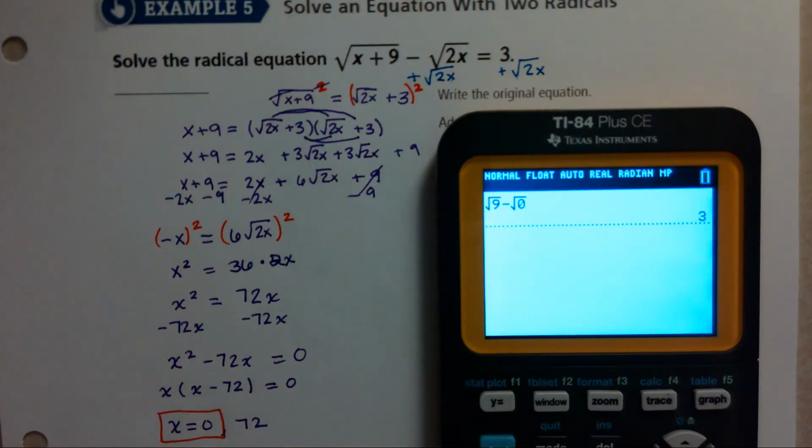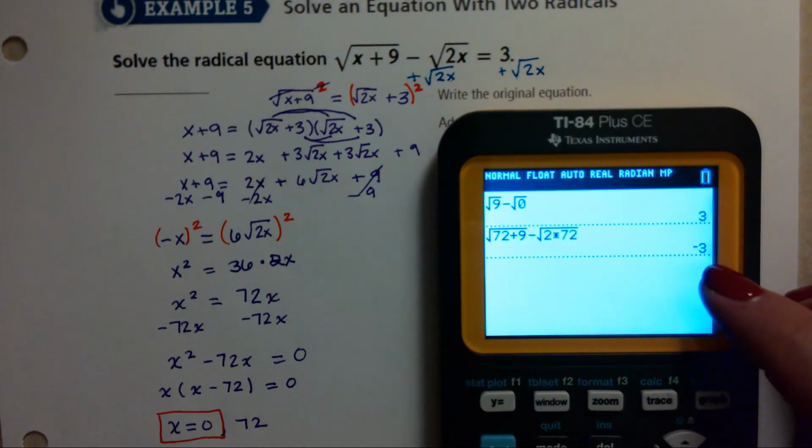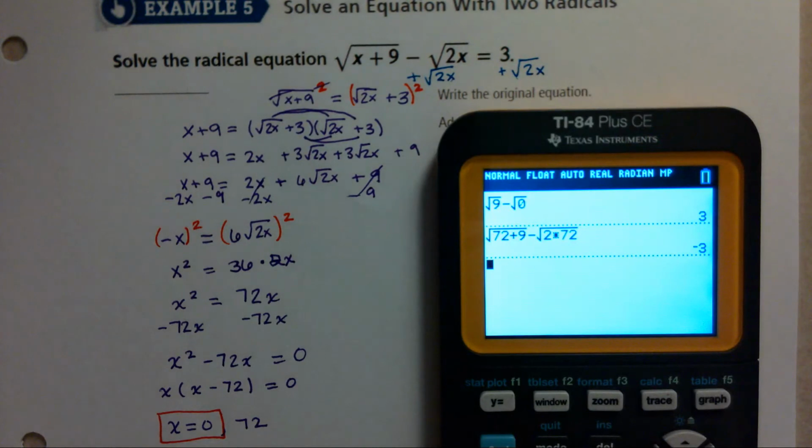And now we want 72. So square root of 72 plus 9 minus square root of 2 times 72, because x was 72. Equals, I'm getting negative 3 when I needed to get positive 3. And so you can see here we've got an extraneous solution. We must reject 72. So 0 is our only solution.